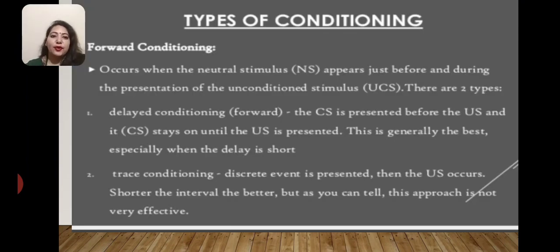Here, types of conditioning also. The forward conditioning occurs when a neutral stimulus, as in this case, the bell was the neutral stimulus, appears just before and during the presentation of the unconditioned stimulus. And food was the unconditioned stimulus. For example, the bell was rung before the presentation of the food.